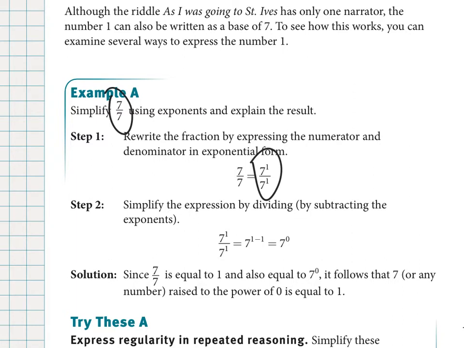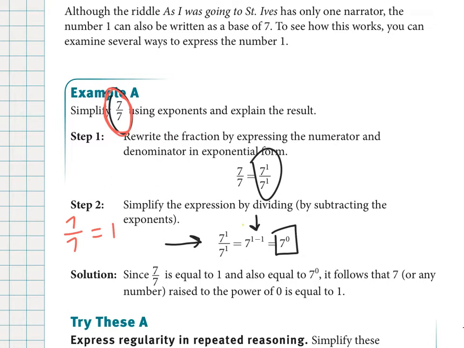So in step 2, 7 to the first over 7 to the first, we can subtract the exponents, and 1 minus 1, of course, is 0. So this equals 7 to the 0 power. Now go back to what the original expression looked like: 7 over 7. Something divided by itself we know is 1.